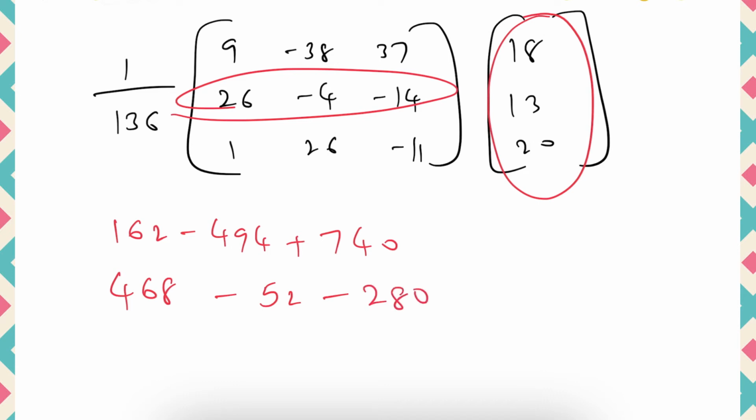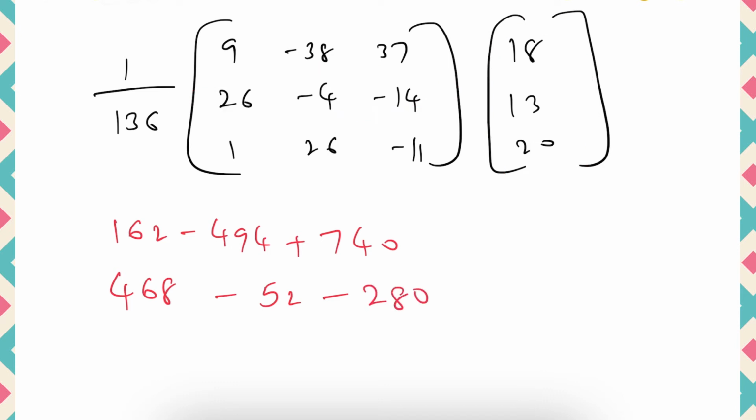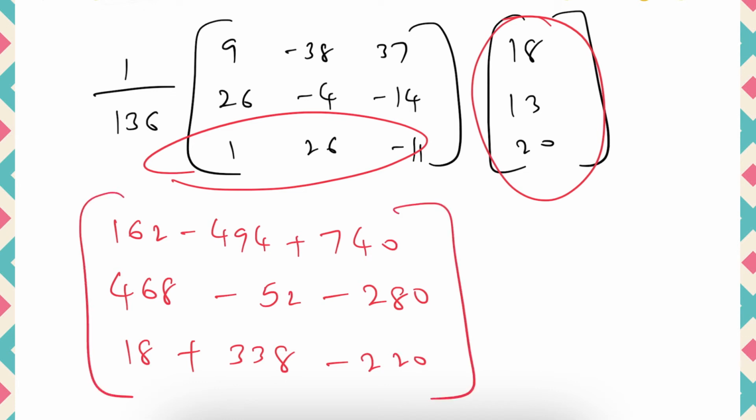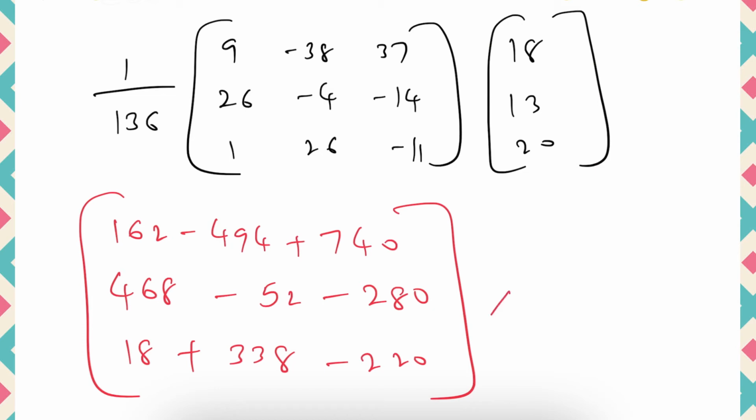Now the same way third one also. This total row we need to multiply with this total column. 1 into 18, 18, plus 26 into 13, 338. Next minus 11 into 20, 11 2s are 22, so 220. This outside 1 by 136 is there, so that is as it is again, into 1 by 136.